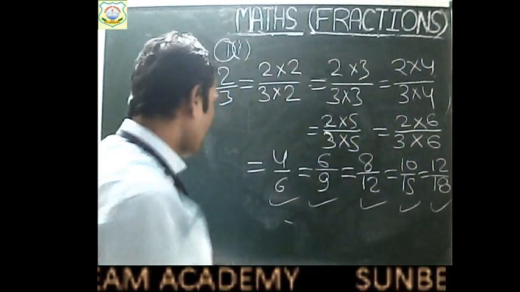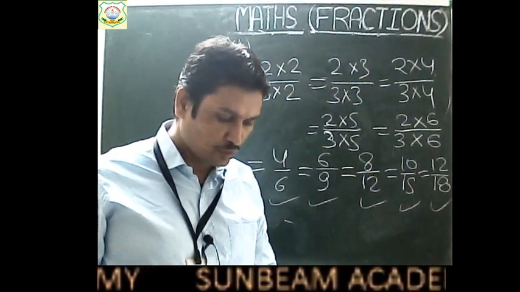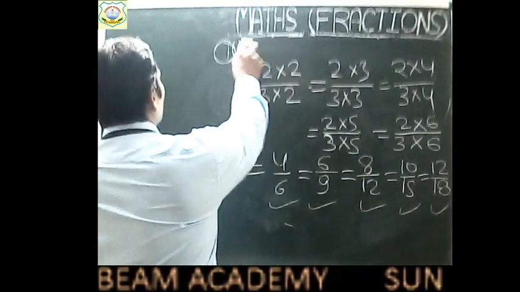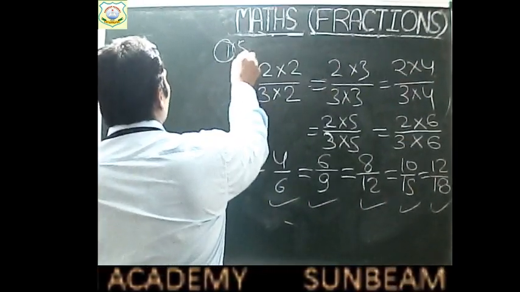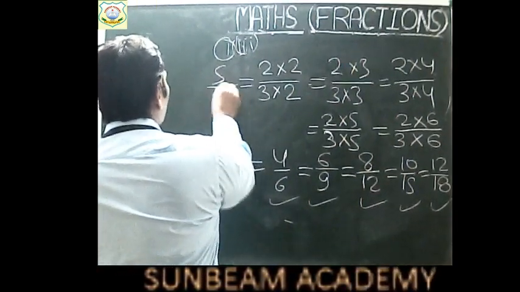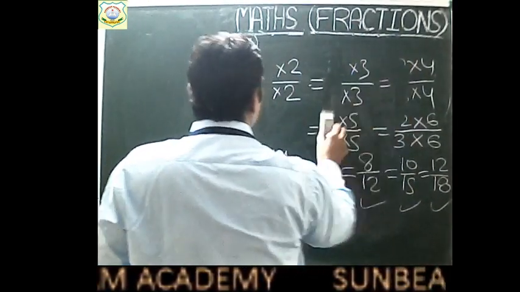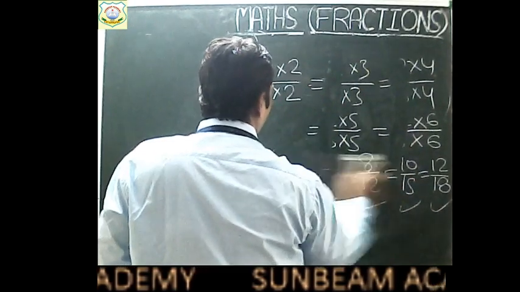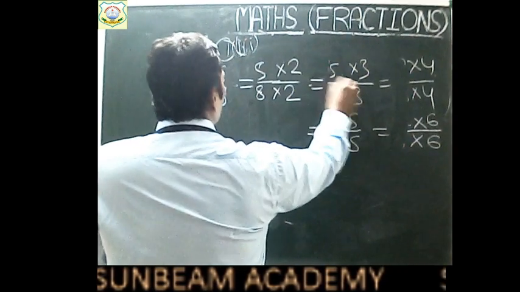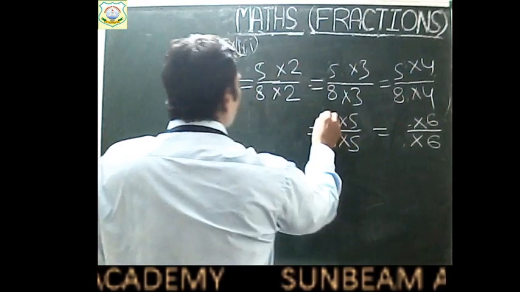Right? So children, I think this is clear to you. In the same way, let us solve some other part of the question. Suppose I am solving the third part. So suppose in the third part of the question, there is the fraction 5 by 8. So what will we do children? Now in place of 2 by 3, we will write 5 by 8. Okay. So the fraction is 5 by 8. So in 5 by 8, we will multiply both 5 and 8 by what children?